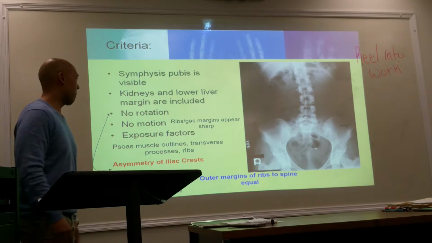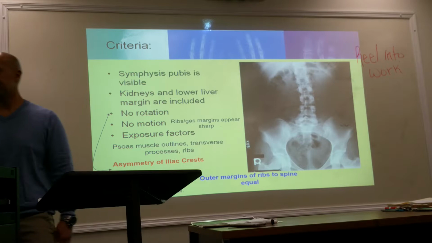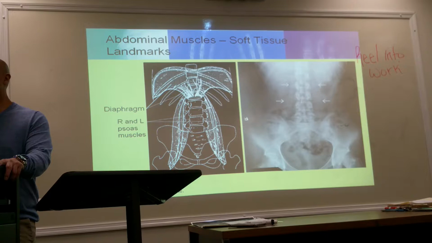All right. Any questions here? All right. We all know what the psoas muscles are. Here's actually a very good one because you can see the outline very well. It goes from here. It starts off at L2, L3 and extends all the way down to the hip.